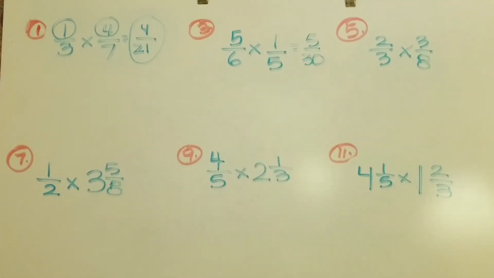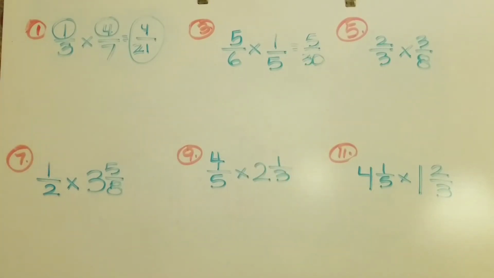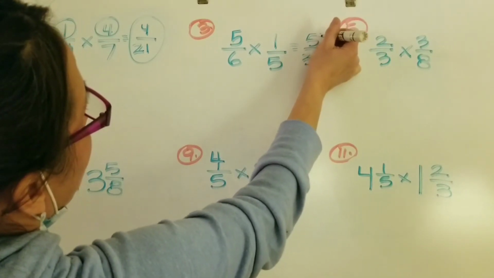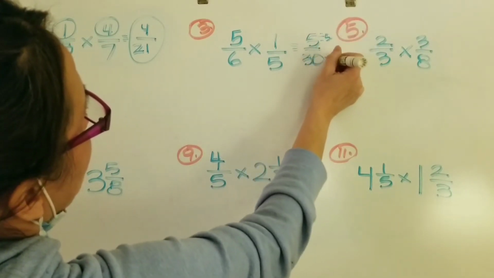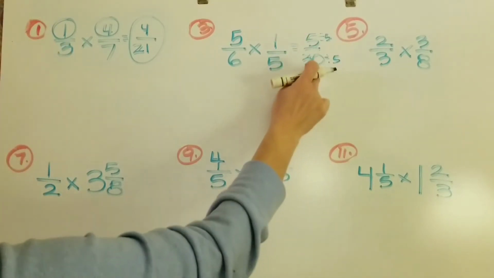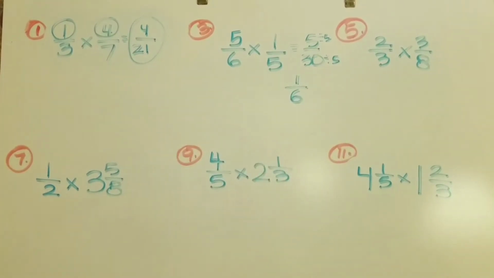And it looks like 5/30 can be reduced because both numbers can be divided by 5. So let's divide the numerator by 5 and the denominator by 5. 5 divided by 5 is 1. 30 divided by 5 is 6. So 1/6.